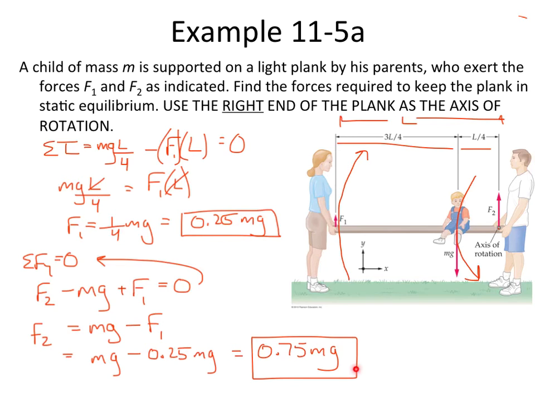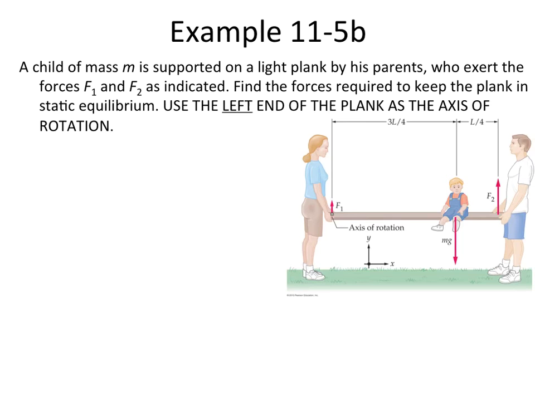And we're going to see if we can get the same values if we do this in part B, where we put the axis of rotation somewhere else. All right. So here, the axis of rotation is near the woman. It's at the very end right there. So there's the axis of rotation there. Everything else is going to be the same.